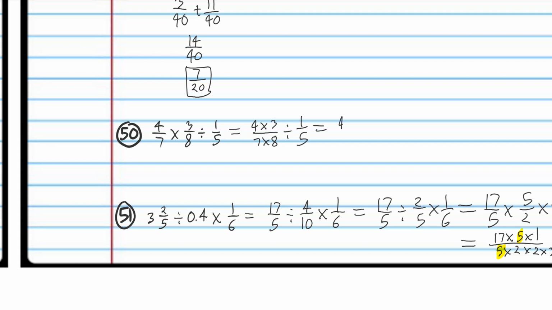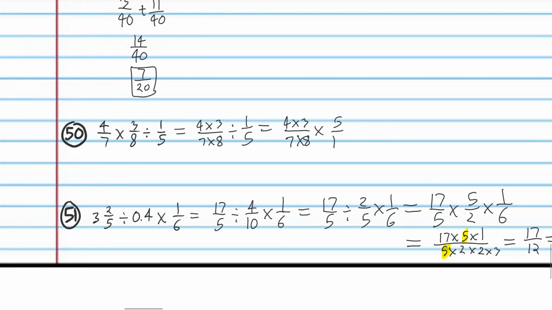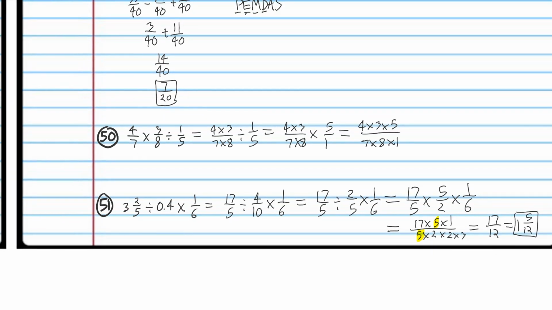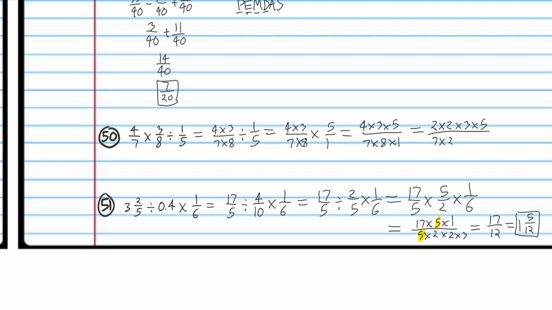So 4 times 3 over 7 times 8, and now we're going to divide, so we have to change this to multiplication because we're dividing fractions, and flip the divisor. And now we're just going to multiply straight across. So 4 times 3 times 5 over 7 times 8 times 1. And 4 becomes 2 times 2. 8 becomes 2 times 2 times 2. I'm talking too fast here.